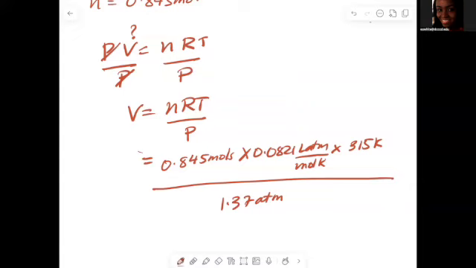So all the units should cancel out except for volume. Moles and moles cancels out. ATM cancels out. Kelvin cancels out. The only thing that is remaining is liters. So let's go ahead and work this out.